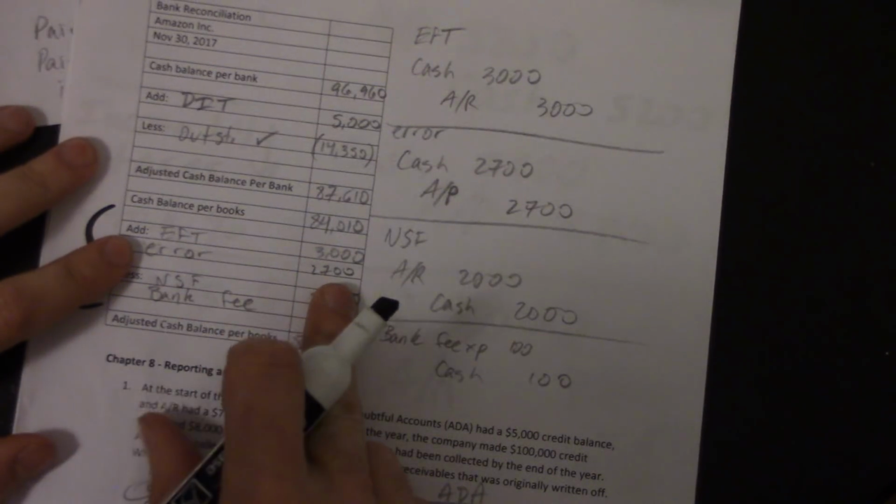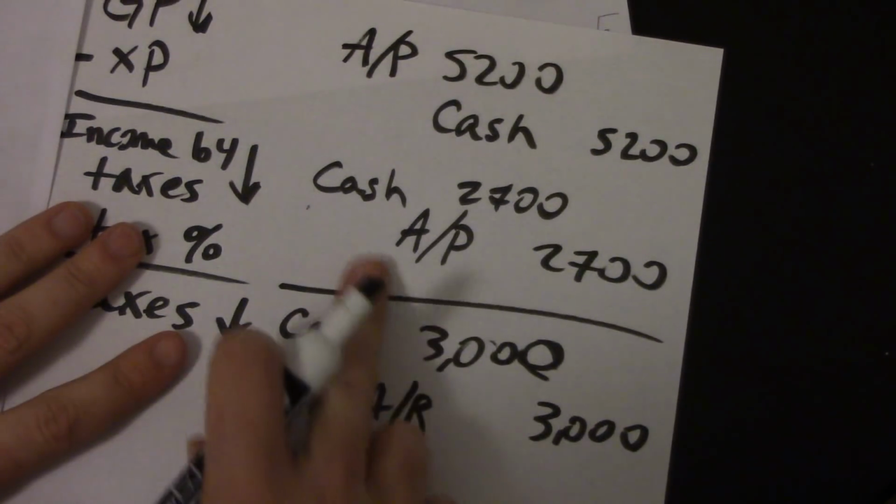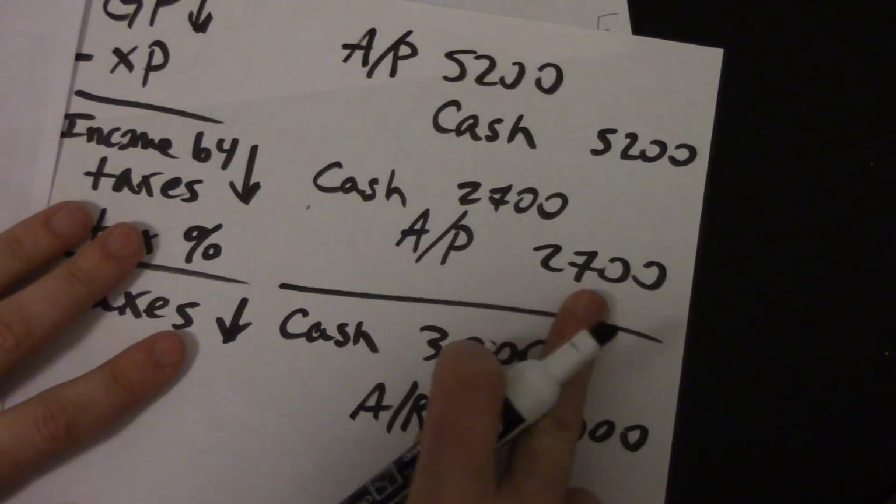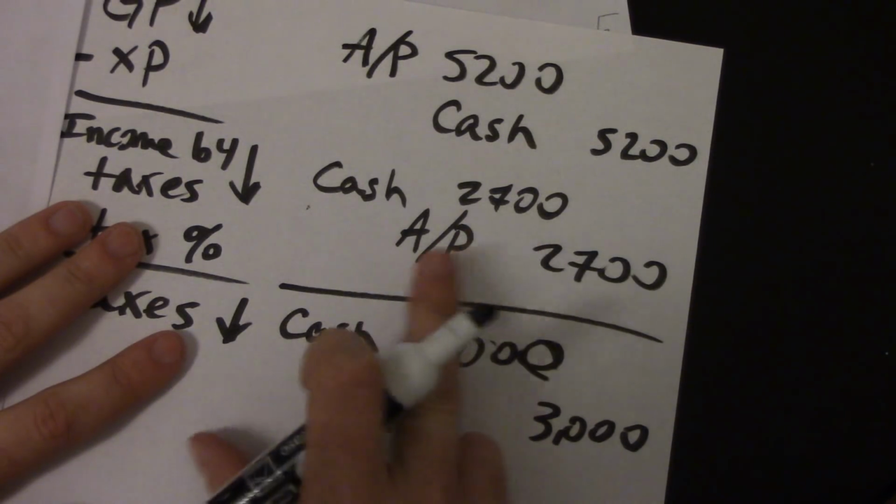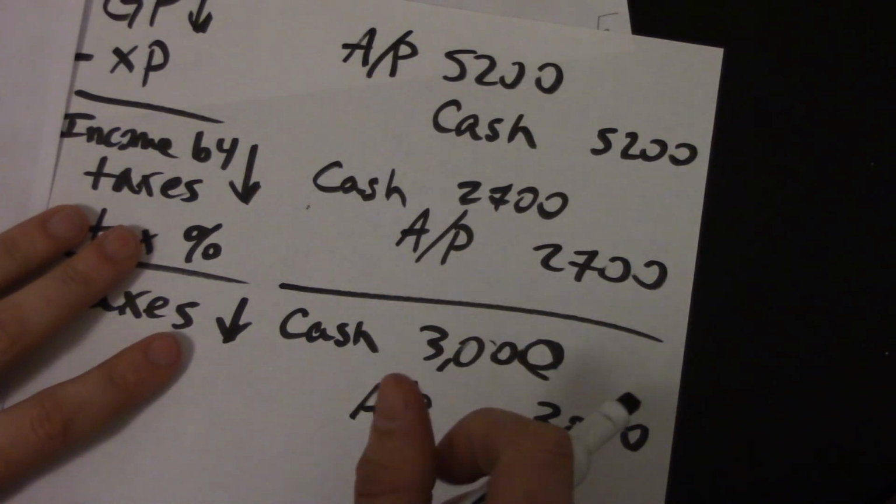The error, we already did that. So here's the journal entry for the error. We're going to debit cash for $2,700. We're going to credit accounts payable for $2,700. So we already did the journal entry for that.